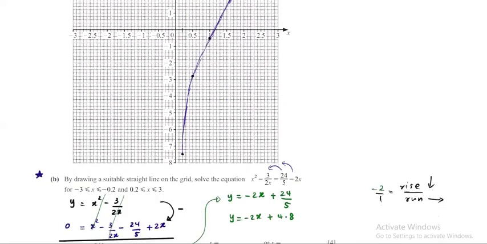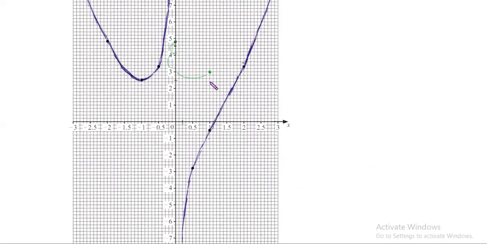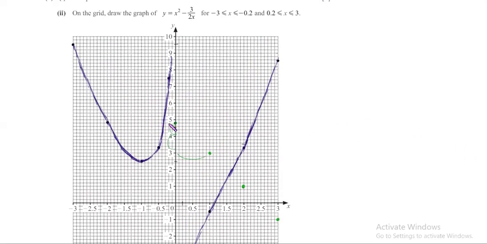We repeat this process. So it's going to go 2 units down and 1 unit across. So that's going to be here. Then again, 2 units down and 1 unit across. So it's going to be here. Likewise, I can continue doing the same thing on this side as well.